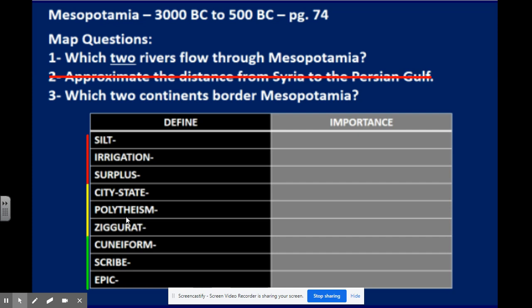Okay. The ziggurat is kind of a crazy word, and it has to do with an actual building. You would consider it almost like a palace, but it has a stepped pyramid shape to it. And the ziggurat is a pyramid-shaped structure with a temple at the top. A pyramid-shaped structure with a temple at the top.